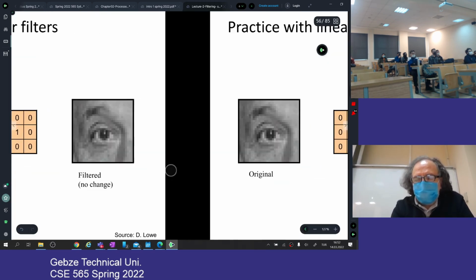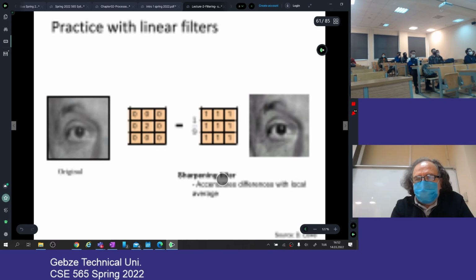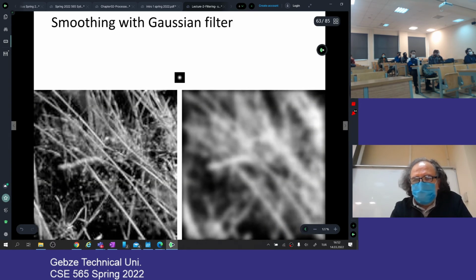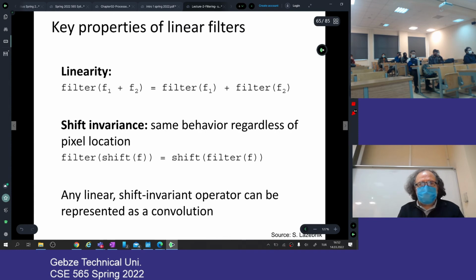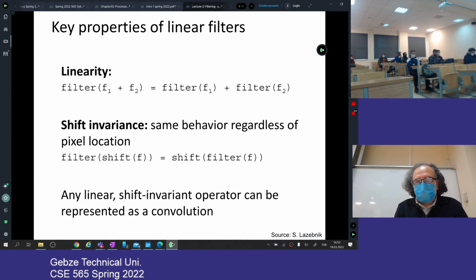The result with the Gaussian looks much better. You don't have the jaggy edges. Everything is smooth. Okay, and this is the box filter. This is the Gaussian filter. We prefer the Gaussian for many reasons. And again, as I said before, image filtering convolutions are very useful.